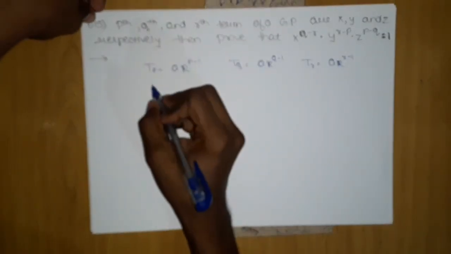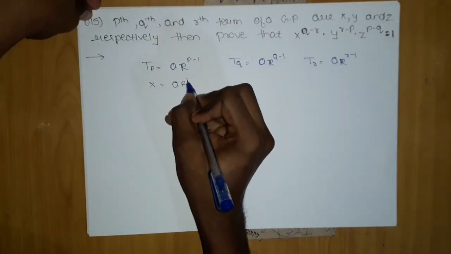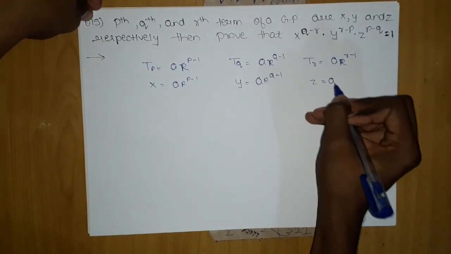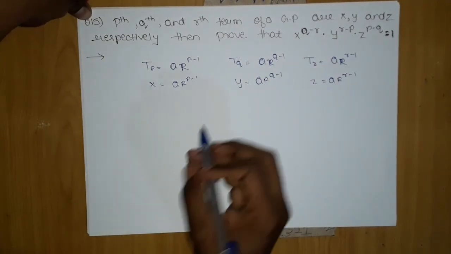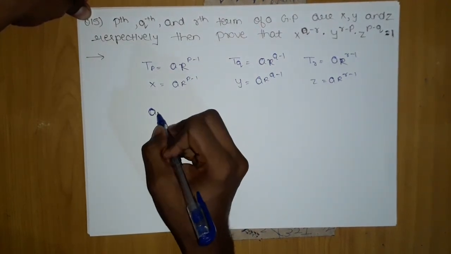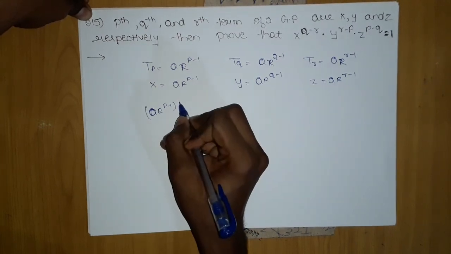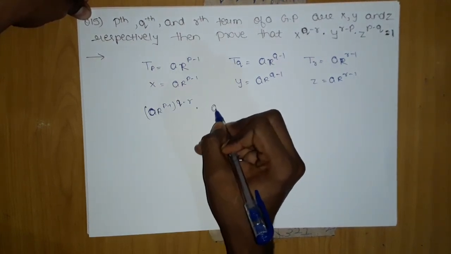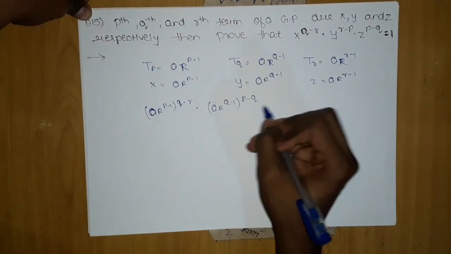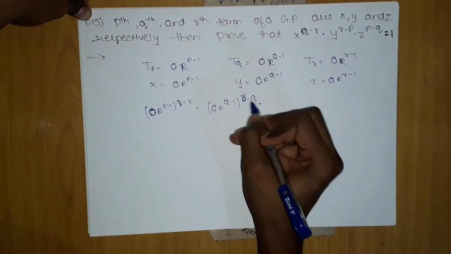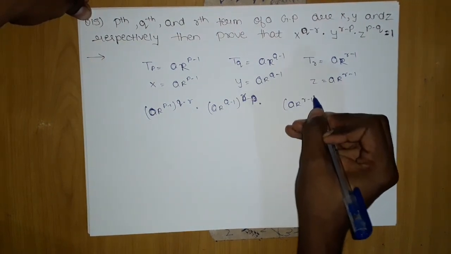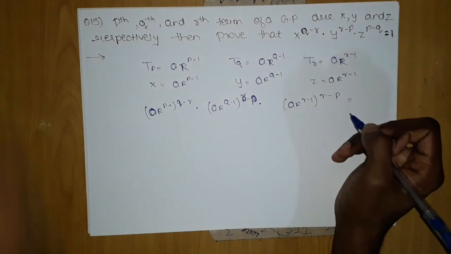Now x is a R to the power p minus 1, y is a R to the power q minus 1, and z is a R to the power r minus 1. If I put the values here: a R to the power p minus 1, the whole to the power q minus r, into a R to the power q minus 1, the whole to the power r minus p. Sorry, this will be r minus p. Similarly, a R to the power r minus 1, the whole to the power p minus q, should be equal to, we want to prove its value.